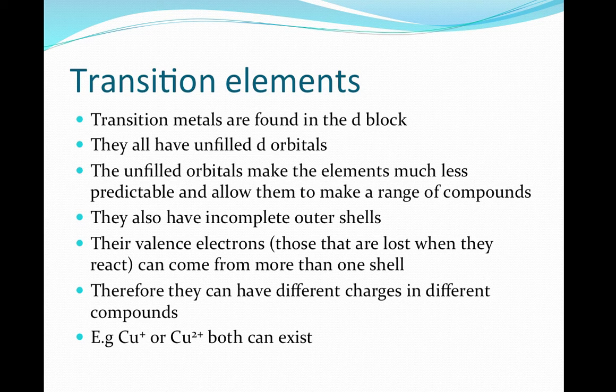You do need to just accept and understand that they can have these different charges, and therefore that when we're naming them, we need to put their name, and the number in Roman numerals that indicates their charge. So you'd write copper(I) or copper(II).